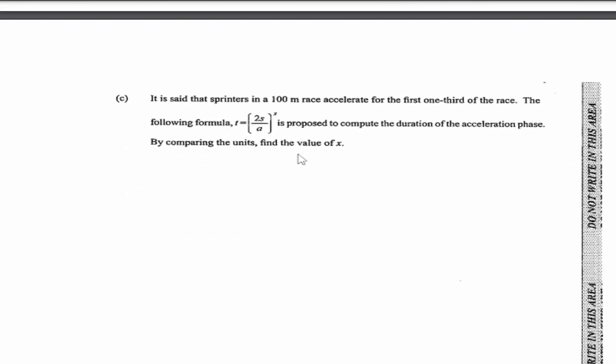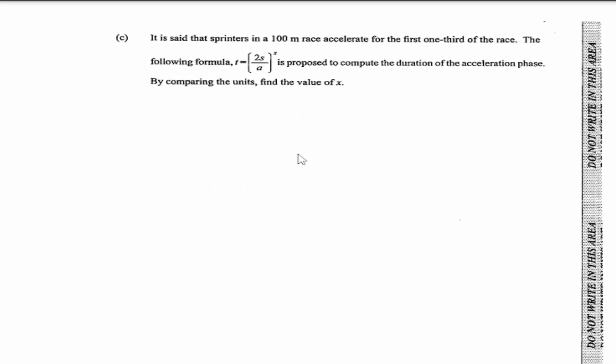Let us move on to part C. It is said that sprinters in a 100-meter race accelerate for the first 1/3 of the race. The following formula, T is equal to 2s divided by a raised to the x power, is proposed to compute the duration of the acceleration phase. By comparing the units, find the value of x.